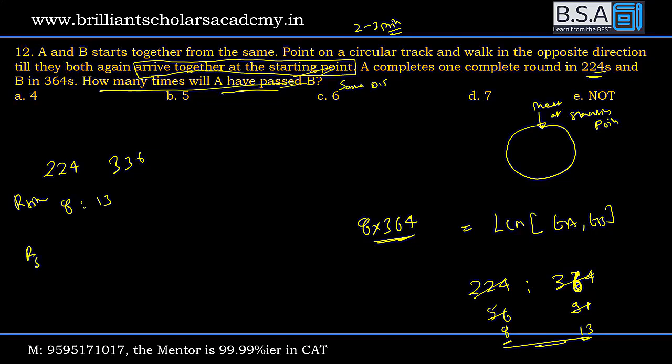What will be the ratio of speed? The ratio of speed will be 13:8. This is the ratio of speed. So how can I assume the length of the track? Track length will be this multiplied by this. 224 into 13 is the track length. What is the gap between them? The gap between them is 5.